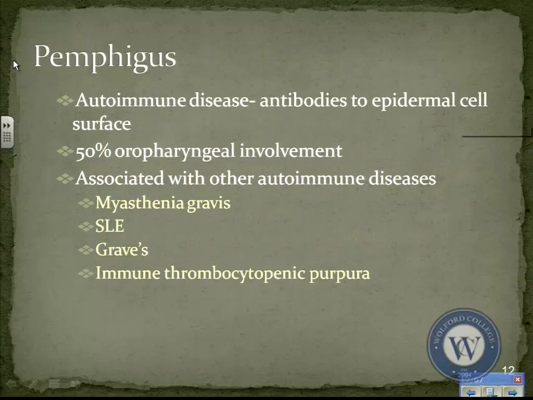Pemphigus is the next disease process. It's an autoimmune disease that attacks the epidermal cell surface. Okay? It also has 50% oropharyngeal involvement. It's associated with other forms of autoimmune diseases such as myasthenia gravis, lupus, Graves, and autoimmune thrombocytopenic purpura. So this is an autoimmune process, definitely.